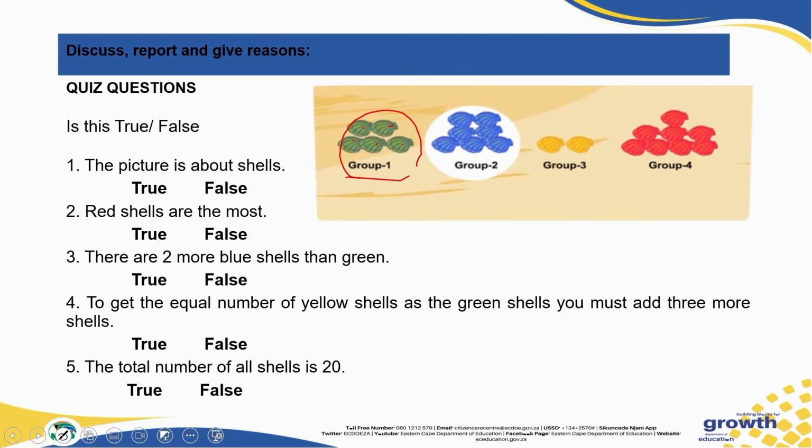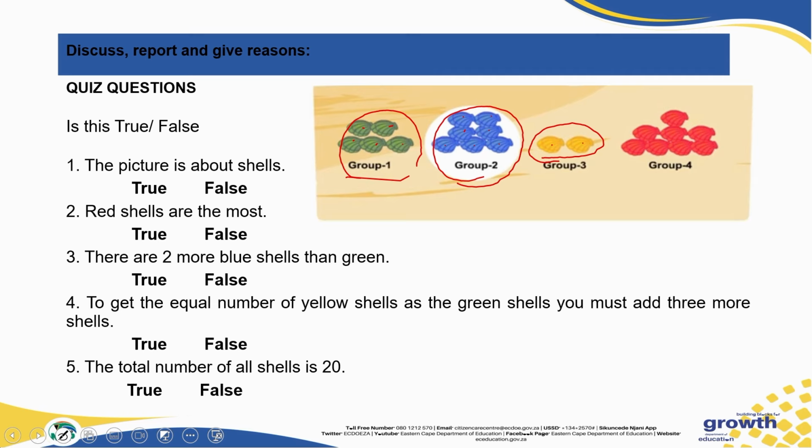In group 2, I've collected 7 shells. They are blue in color. Let us count them. 1, 2, 3, 4, 5, 6, 7. They are 7. And then in group 3, I have only 2 yellow shells. Let us count them. 1, 2.